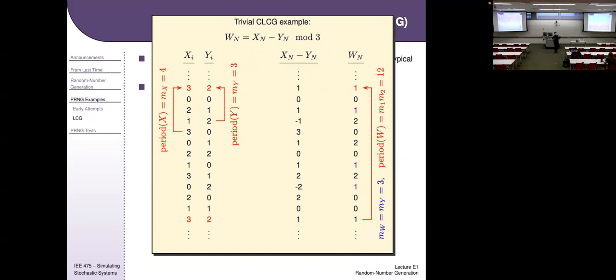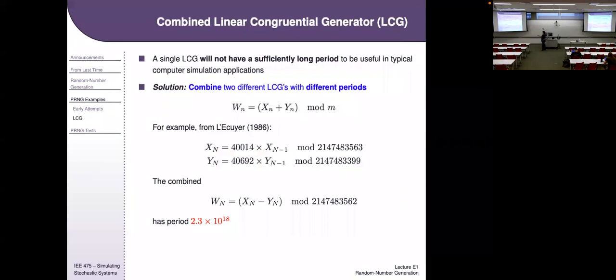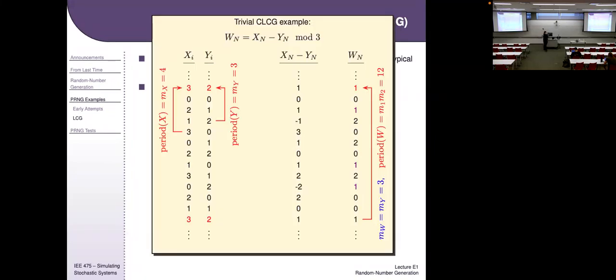So any questions about that? The idea of the combined linear congruential generator. This finally, with papers like these, brought us to kind of modern random number generation, where we can now generate huge sequences of independent random variables.